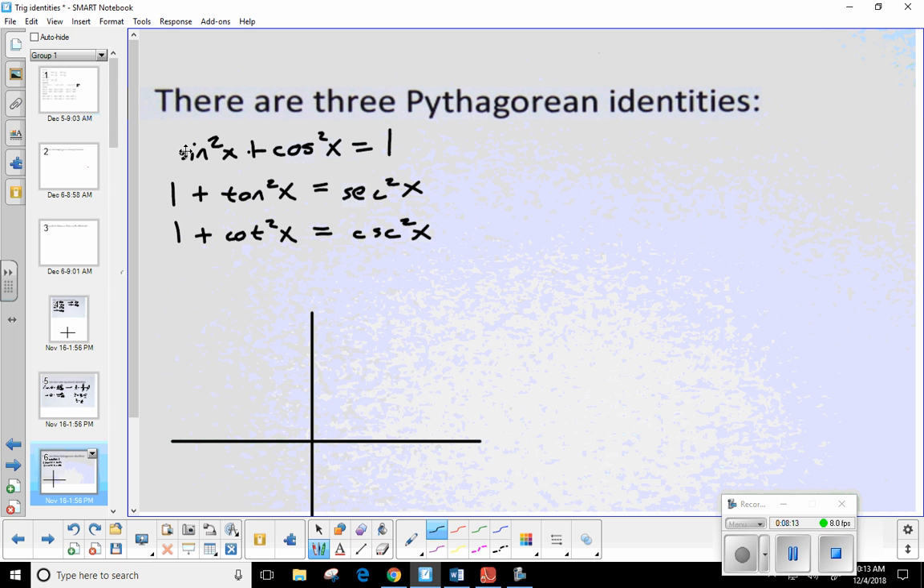All right. Now, I'm actually going to go ahead and prove a couple of these because I always want to show you, when you're dealing with a proof, is there going to be more than one way to do it? Yes, you don't have to follow the same pattern every single time. Okay, now let's go ahead and start with sine squared of x plus cosine squared of x equals 1. I want to prove to you that this is true.